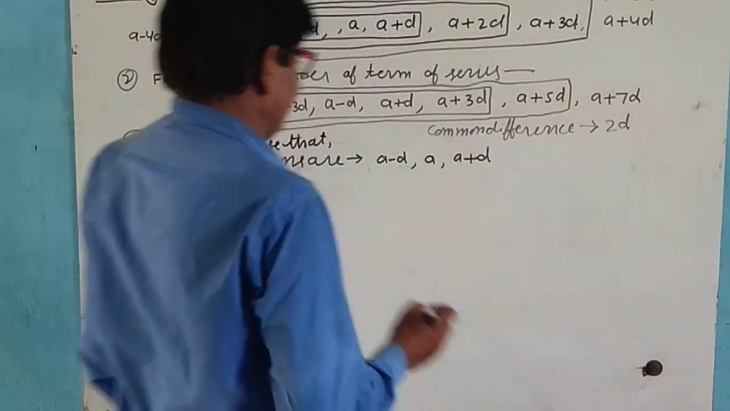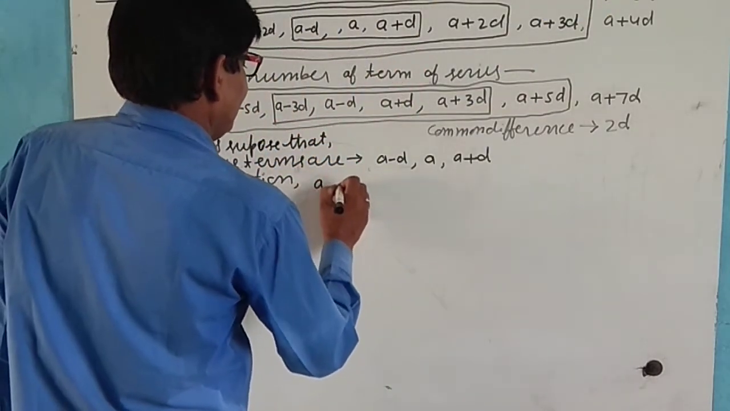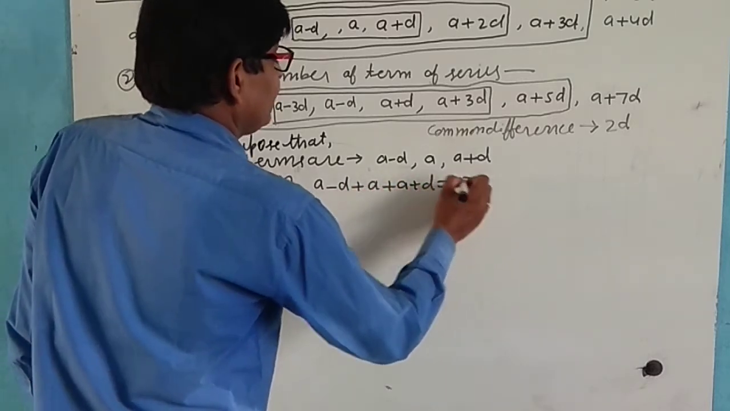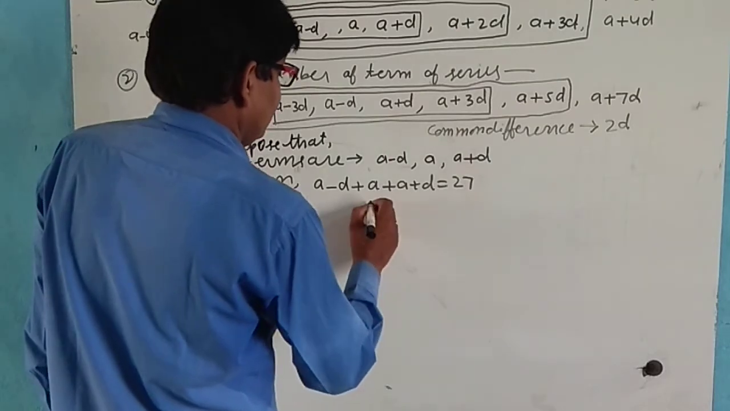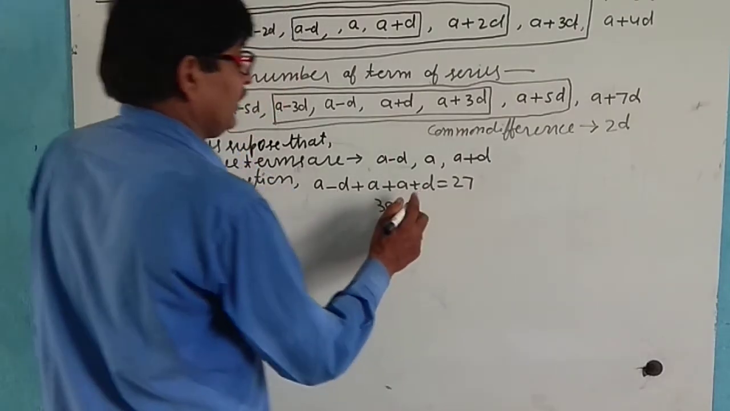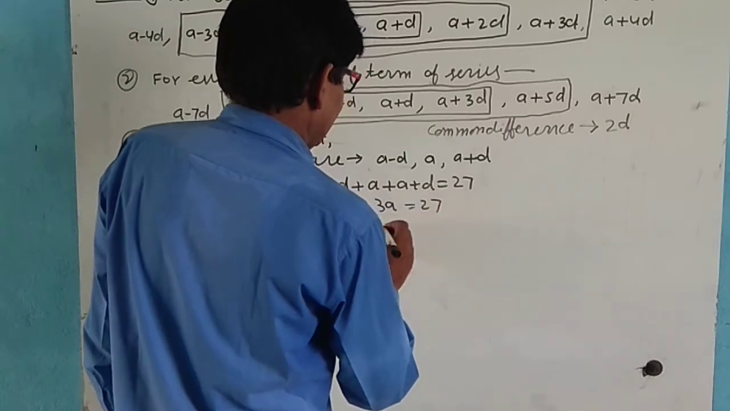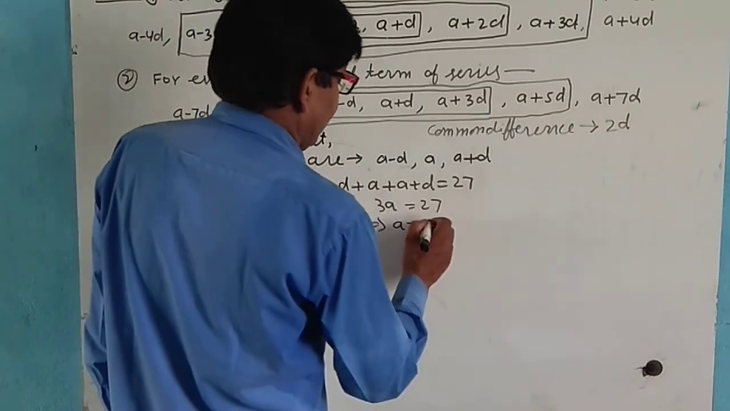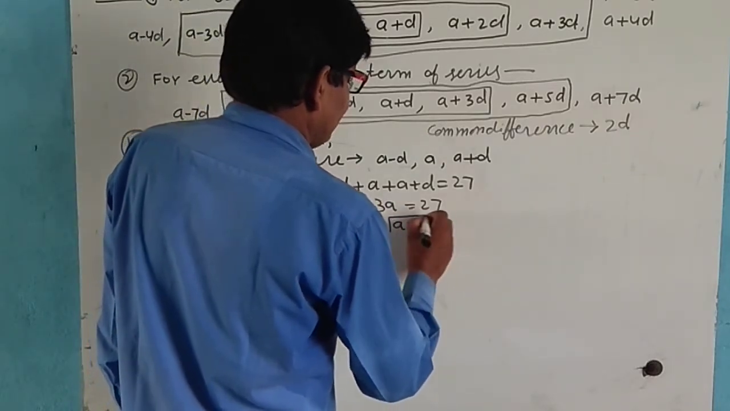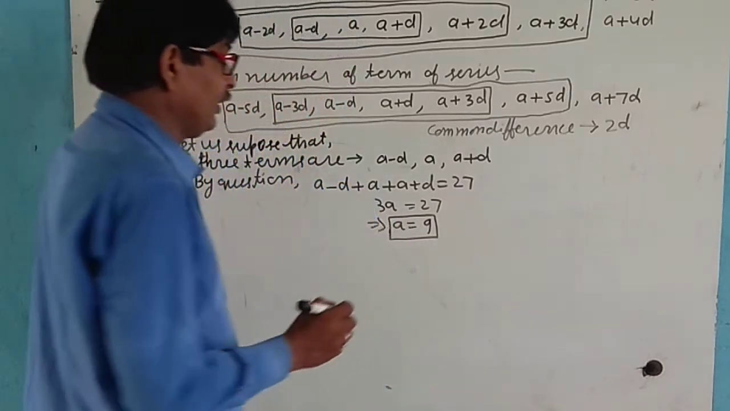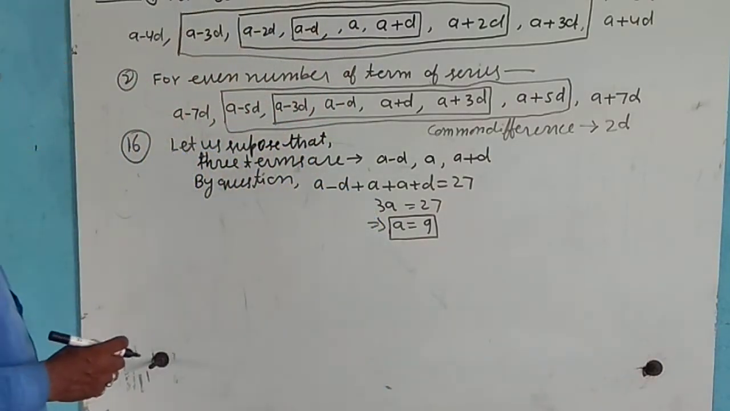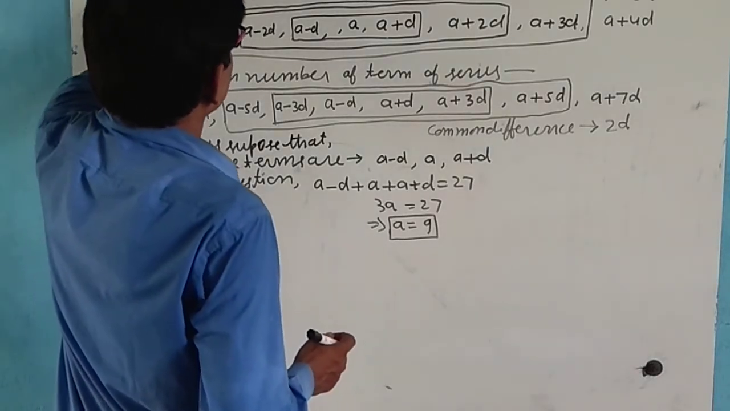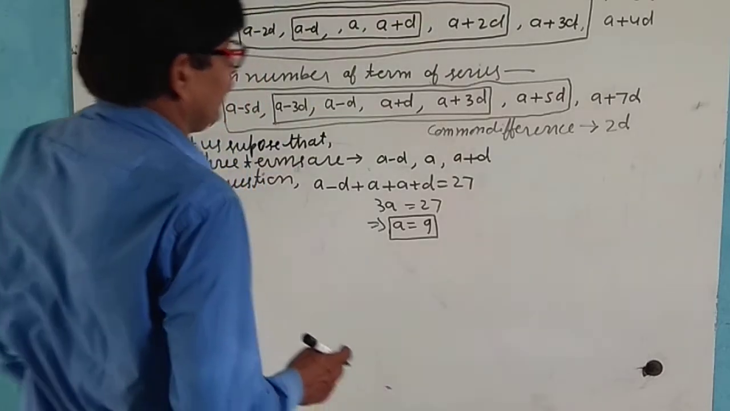Their sum is 27, so A minus D plus A plus A plus D equals 27. That gives 3A, as D and D cancel. 27 implies that A equals 27 by 3, which is 9. We get the value of A. This is the middle term, 9. And by the second condition, the sum of their squares is 275.